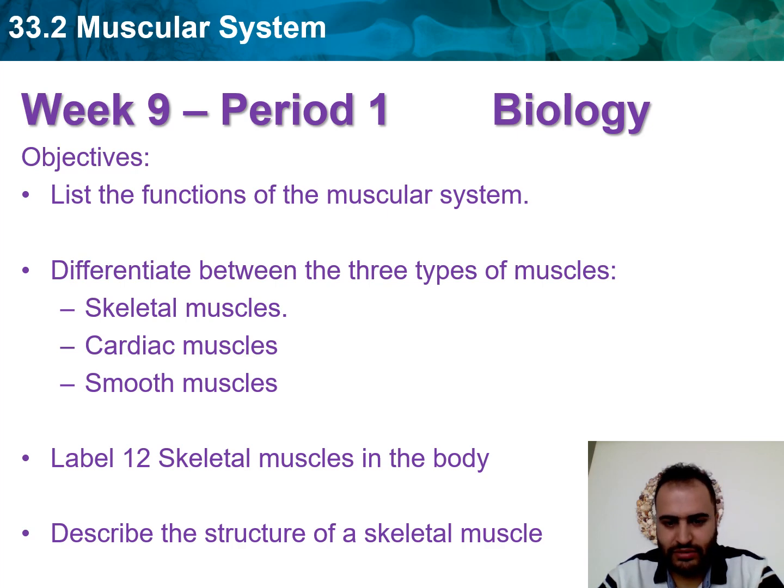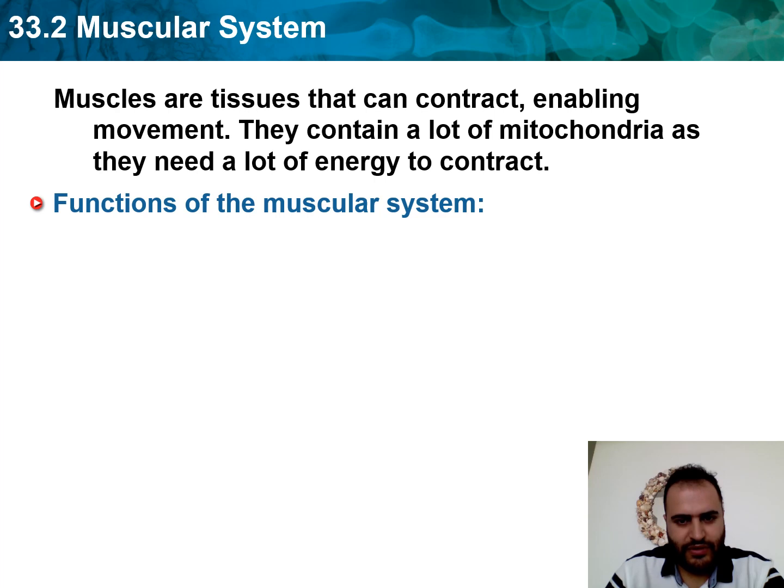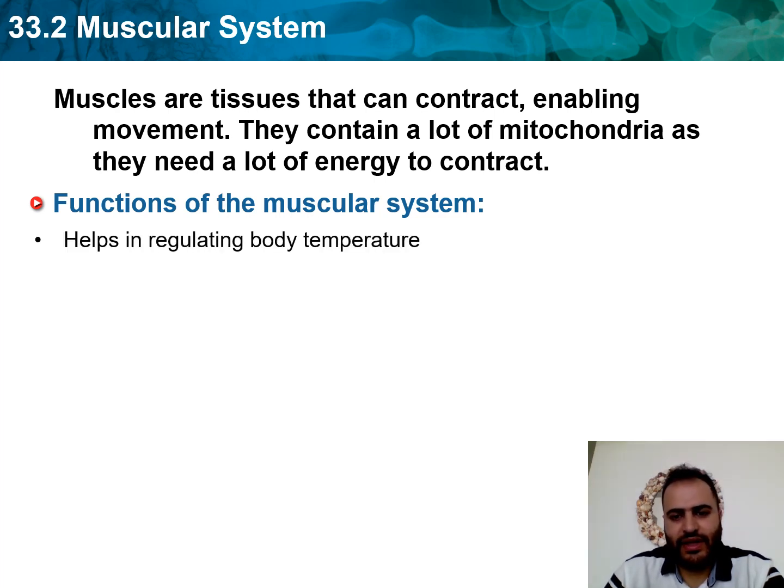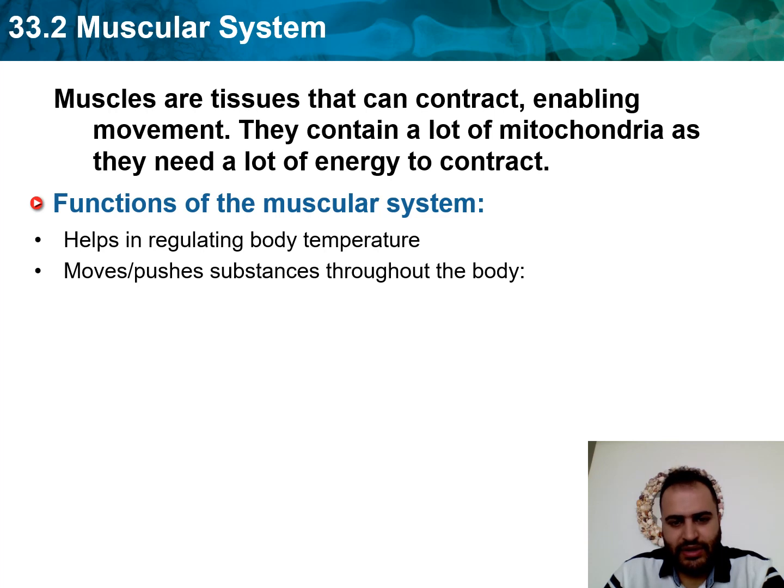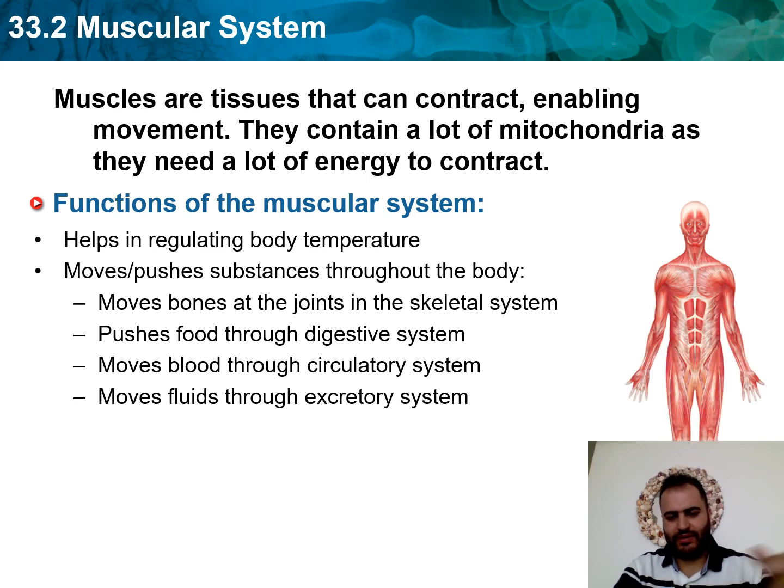I believe that we started an introduction last week about the functions of the muscle, so I'll be revising these very quickly. So first of all, as you know, the muscles are tissues that are able to contract and they allow movement. They contain a lot of mitochondria as they need a lot of energy to contract. Muscles are made of cells like any other cells in your body, so they need energy. This energy is taken from breaking down food, which happens in the mitochondria by the process called cellular respiration. Since muscles require a lot of energy, they need a lot of cellular respiration happening. That's why they need a lot of mitochondria.